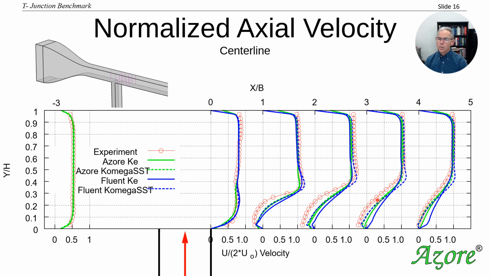And of course, when the line is closer to the experimental data, that means that the prediction quality is better. And when the line is further away, the prediction quality has degraded some. For instance, the solid green line is Azore's prediction of the K epsilon turbulence model, and the dashed green line is Azore's prediction with the K omega SST turbulence model. So you can go along here and look at how the turbulence model and the CFD software package in general is able to capture the flow structures along here.